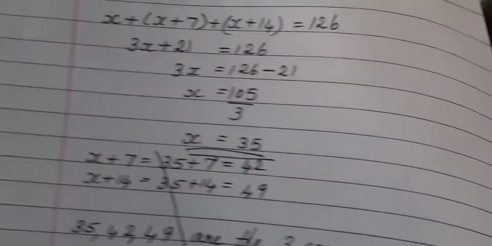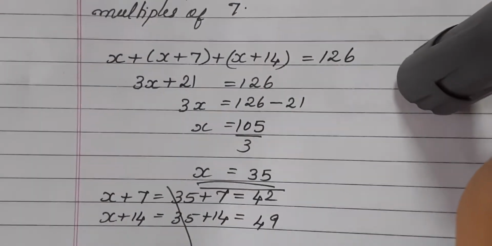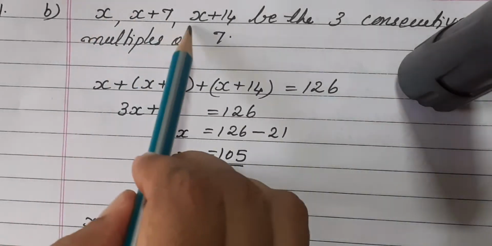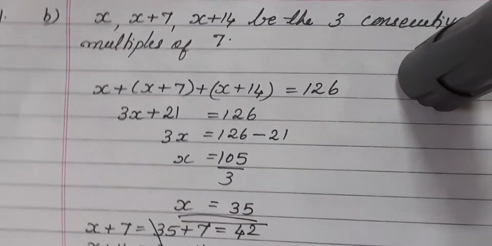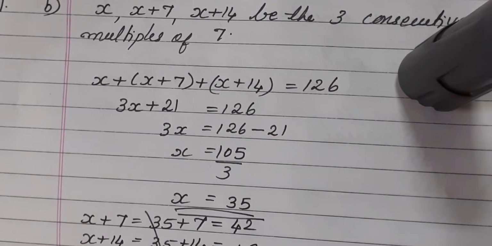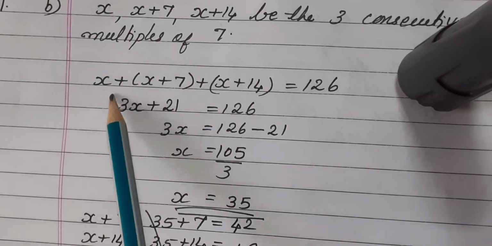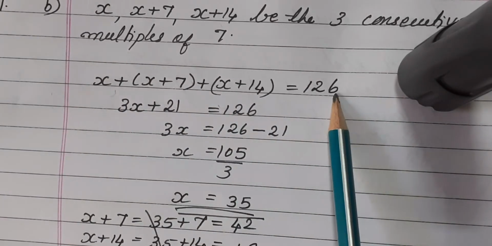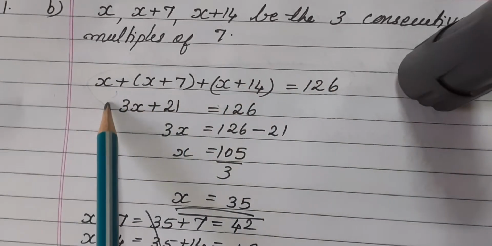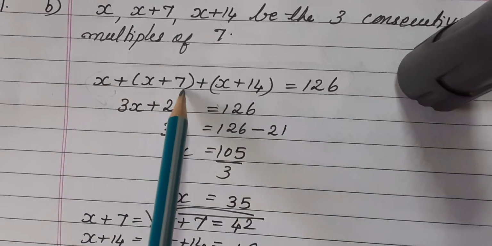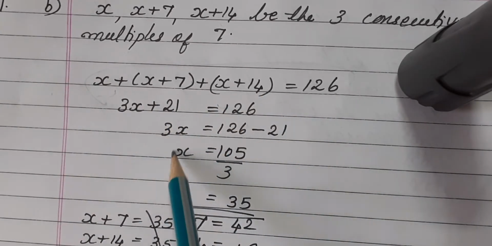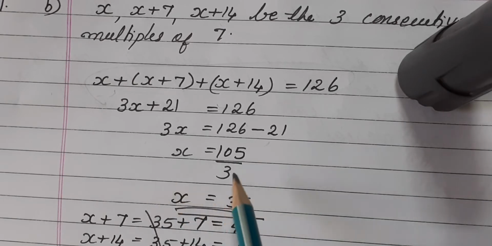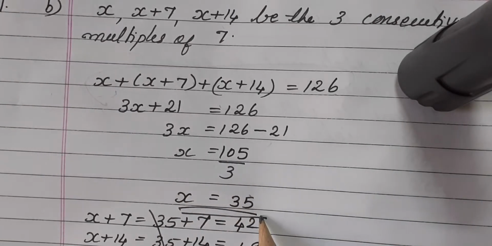So we can choose the 3 consecutive multiples of 7 as x, x plus 7, x plus 14. Then what they said, the sum of those 3 consecutive multiples is equal to 126, isn't it? So we can write x plus x plus 7 plus x plus 14 is equal to 126. So now solve this equation. You know how to solve. Adding, 3x plus 7 plus 14, 21, equals 126. From that 3x is equal to 105 and x is equal to 105 divided by 3. The value of x you will get as 35. Hope it is clear.